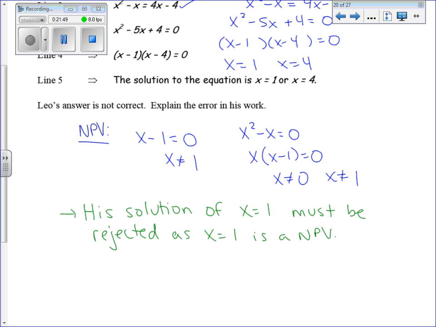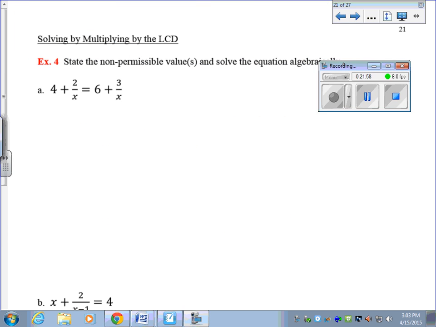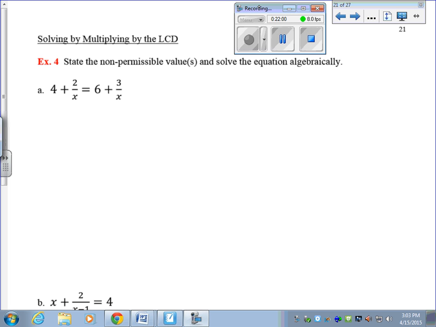Now we're going to look at the second method, the second way of doing this. And this is more for when you end up with a rational equation that has more than one term on each side of the equal sign. So what we do when we solve by multiplying by the lowest common denominator is multiply every single term by every single denominator.